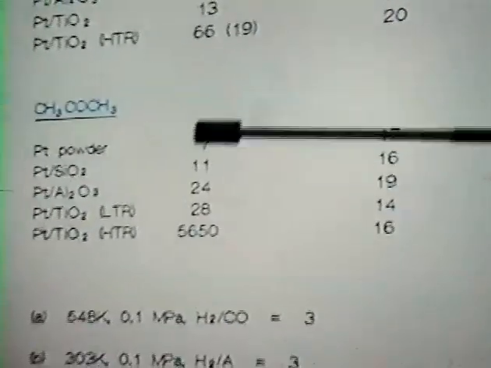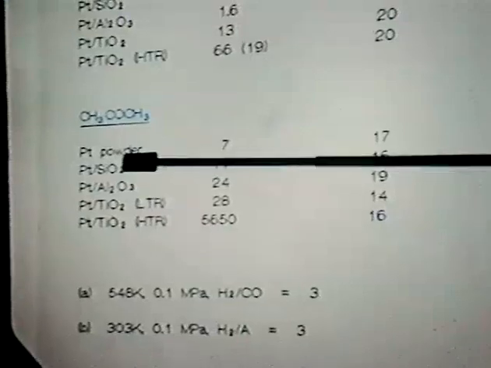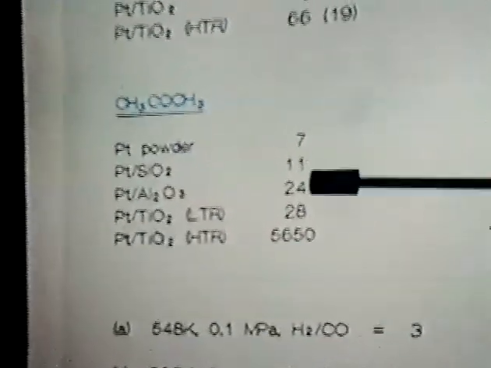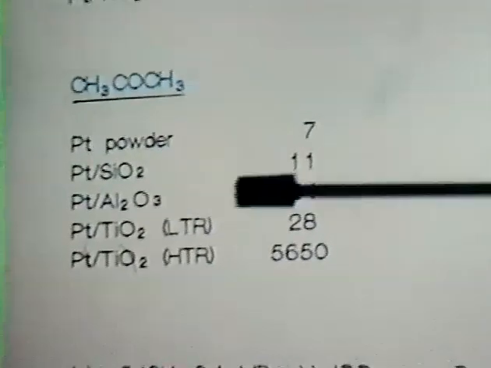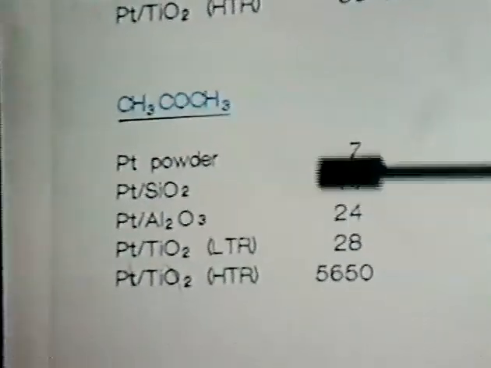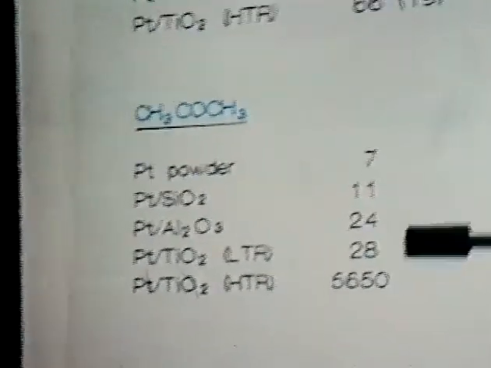If we now go to acetone and compare, we see a very similar sequence of rates occurring. We see that platinum powder and platinum on silica are again quite similar. If we look at alumina, it's about the same. In this particular case, platinum on titania after a low temperature reduction is not much different.